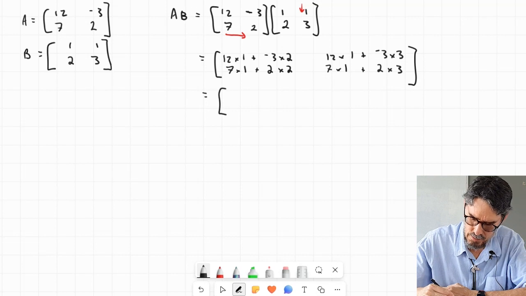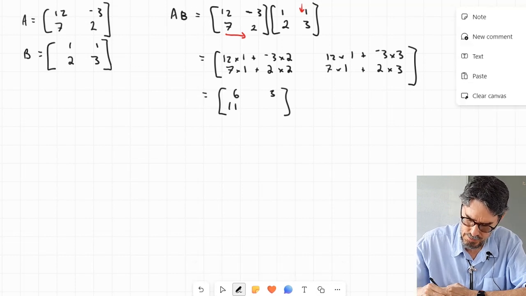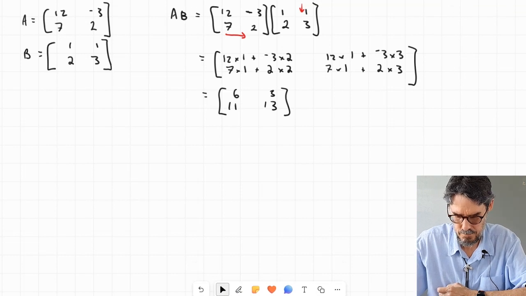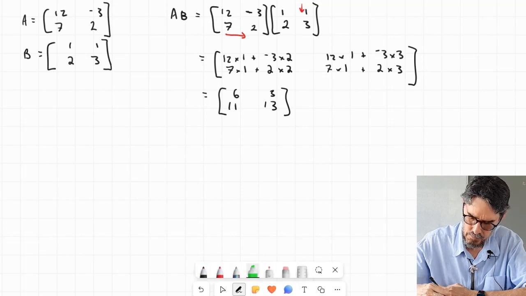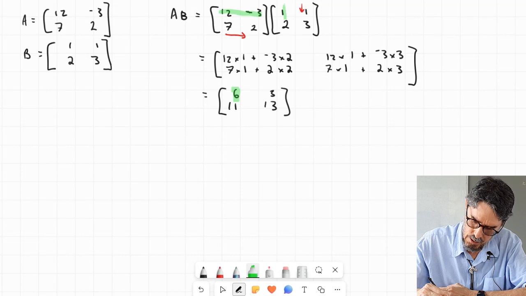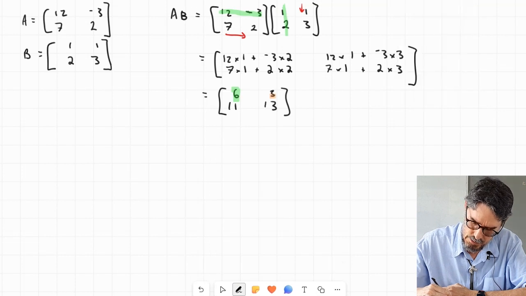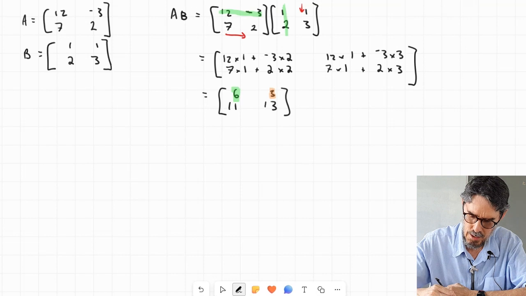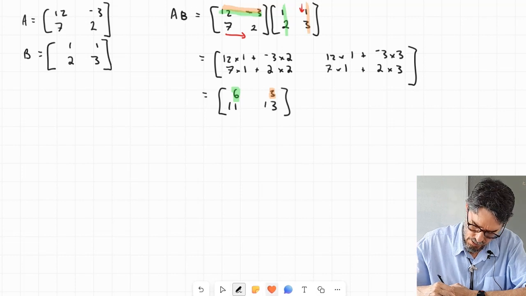Which is going to give me 12 take 6, which is 6. 12 take 9, which is 3. 7 plus 4 is 11. 7 plus 6 is 13. Notice how, let me try highlighting this. Notice how this top left element came from the first row and the first column. This element here, which is in the first row, second column, came from the first row and the second column. And so on.